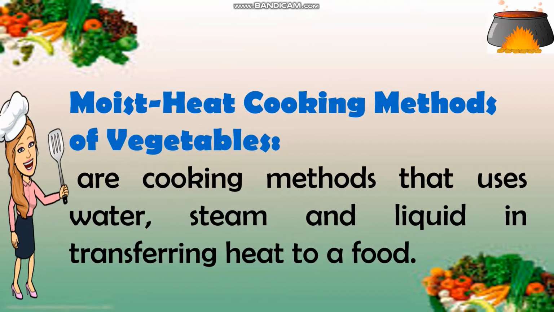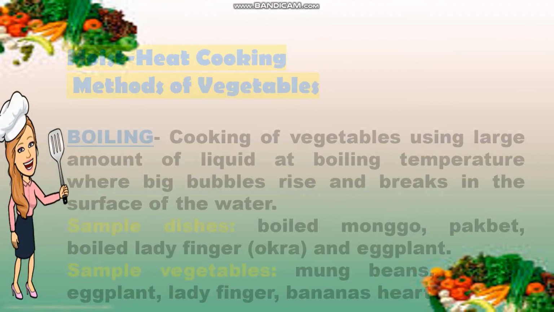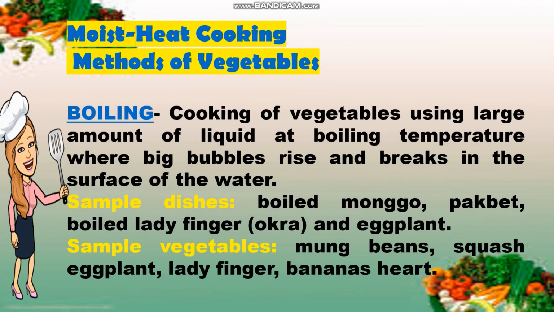Moist heat cooking methods of vegetables are cooking methods that use water, steam, and liquid in transferring heat to a food. And the following are the different moist heat cooking methods of vegetables.